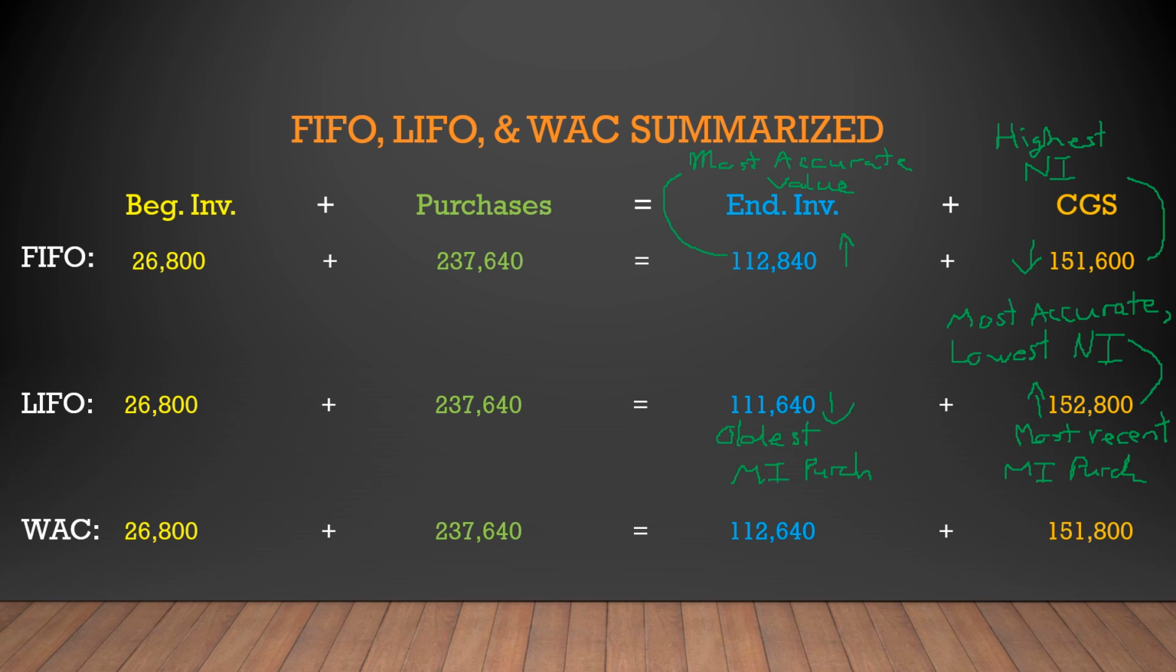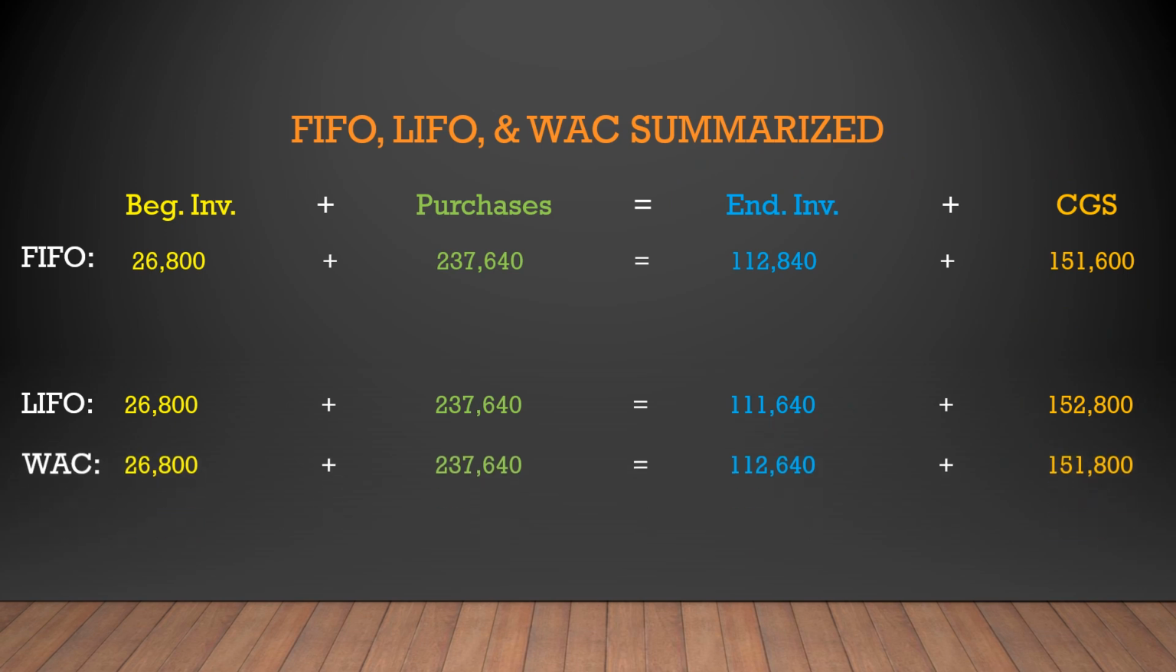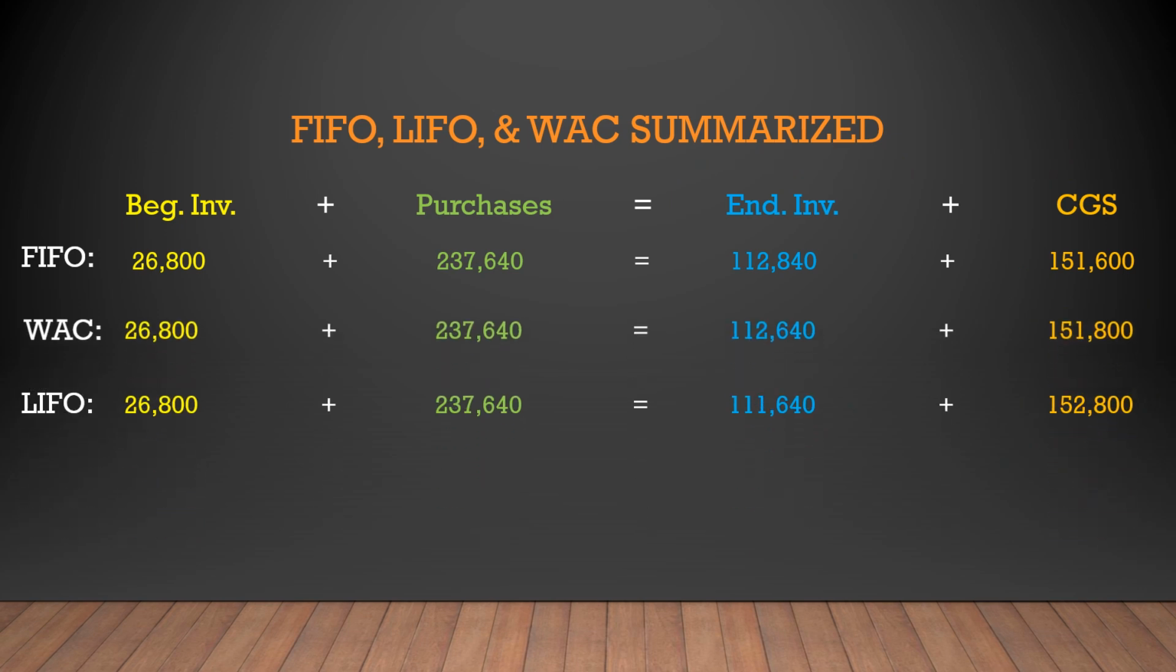Since the weighted average cost method is an average, this method's numbers will fall in between the LIFO and FIFO results. The weighted average cost method is often said to smooth out erratic cost changes for this reason.